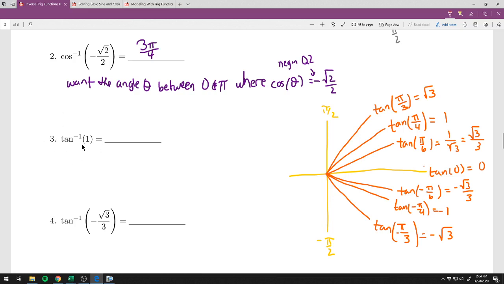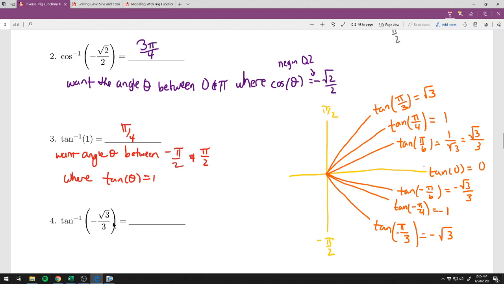But if we want to answer the question here, what is tangent inverse of 1? We want the angle theta between negative pi over 2 and pi over 2, where tangent of theta equals 1. Because I have the chart here with every possibility, you can just look at the chart. It is a good idea to try to remember the reference angles. We talked about this before. But tangent of theta equals 1, where theta is pi over 4. So that's right there.